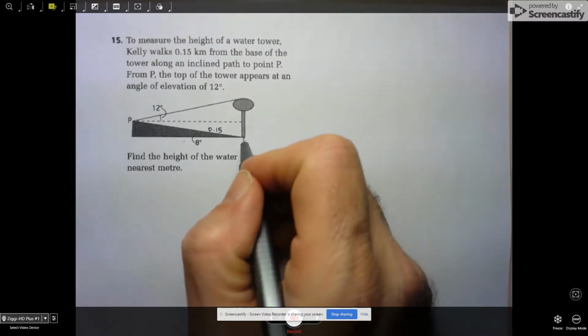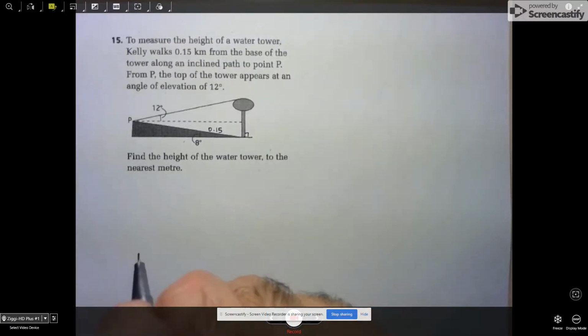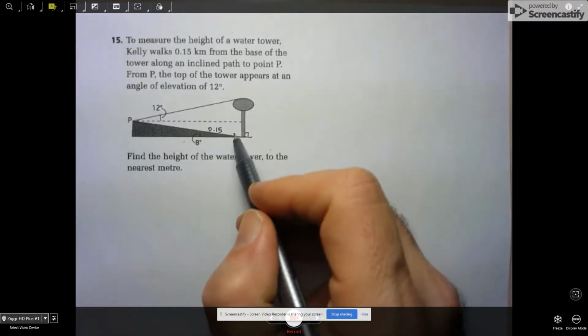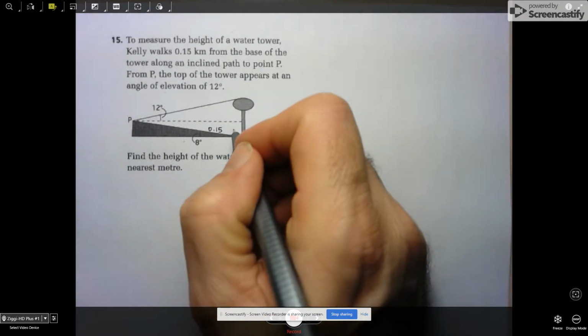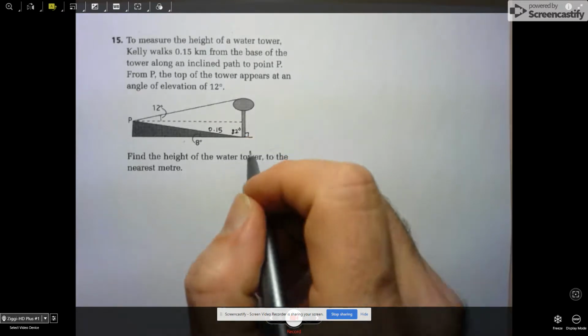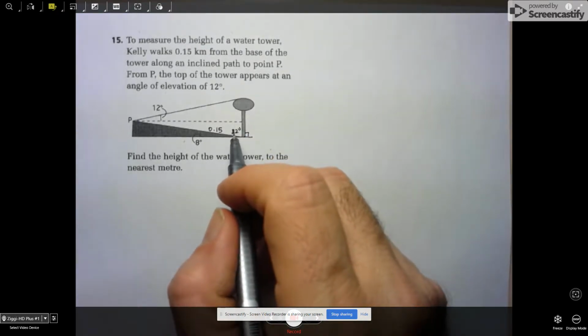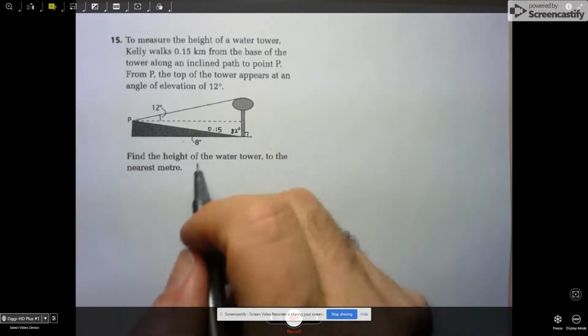First of all, we assume that the water tower is going straight up, so we have an angle of 90 degrees. So if this is 8, this is just going to be 90 minus 8, so 82 degrees. This is good because now we have one of the angles inside this big triangle.